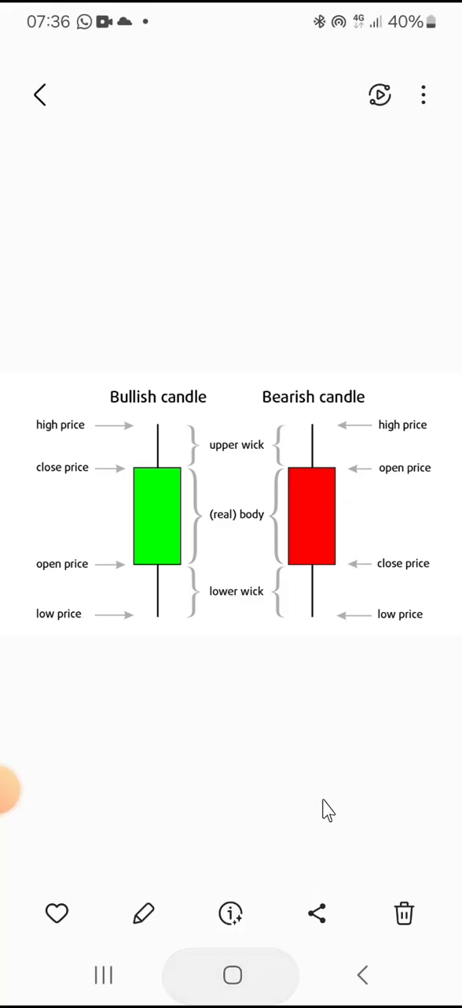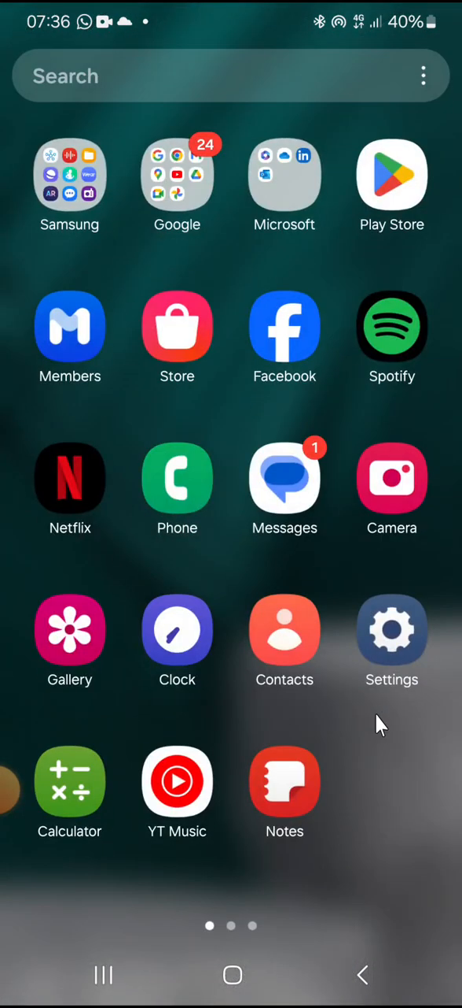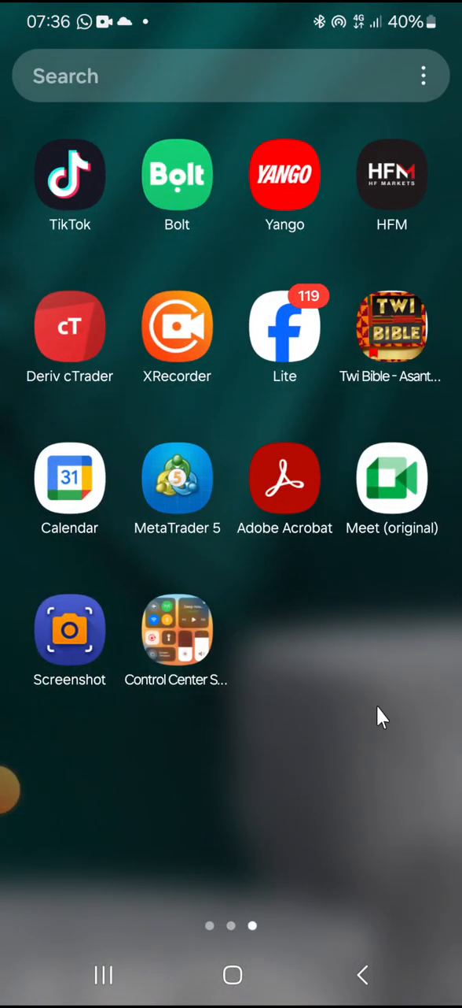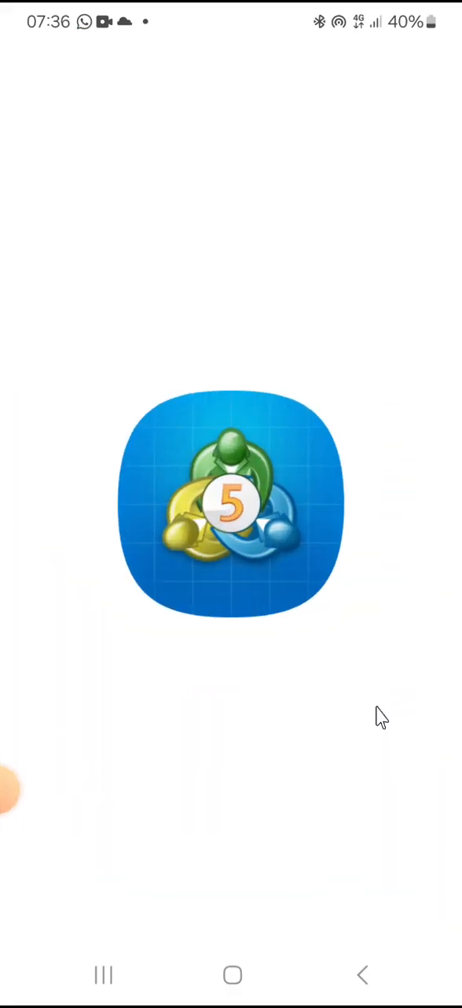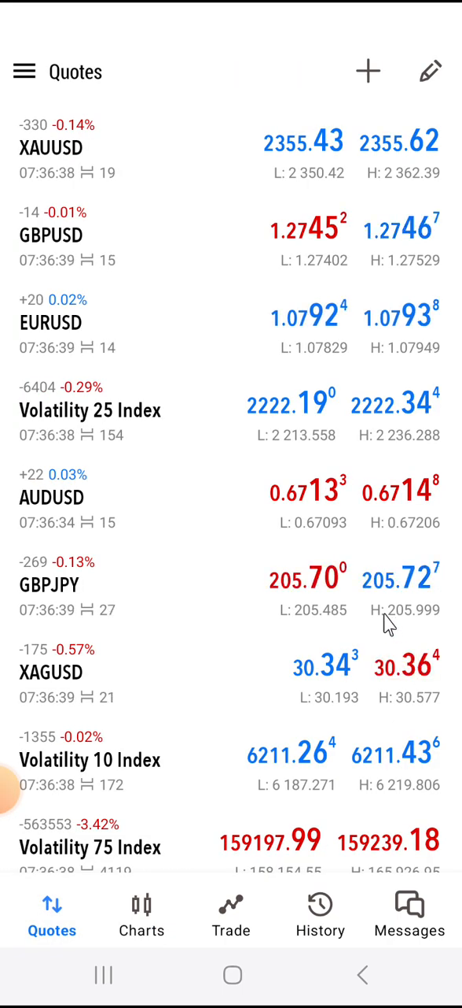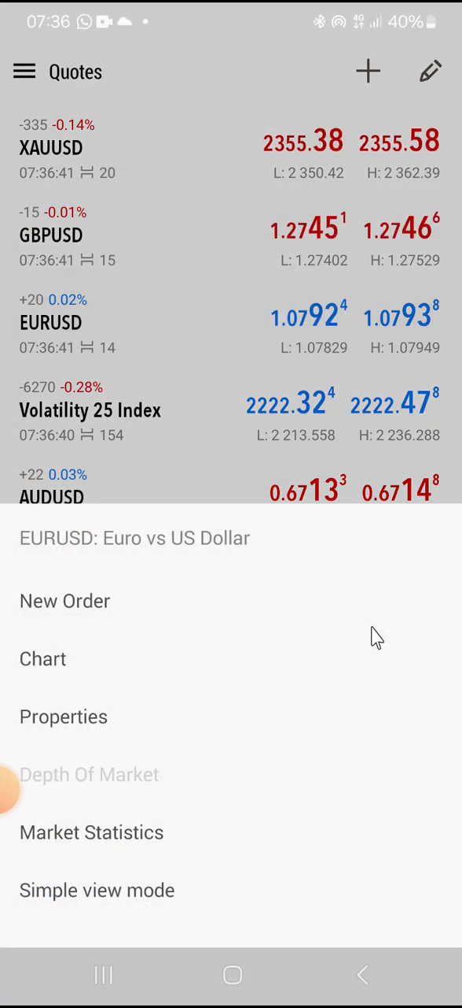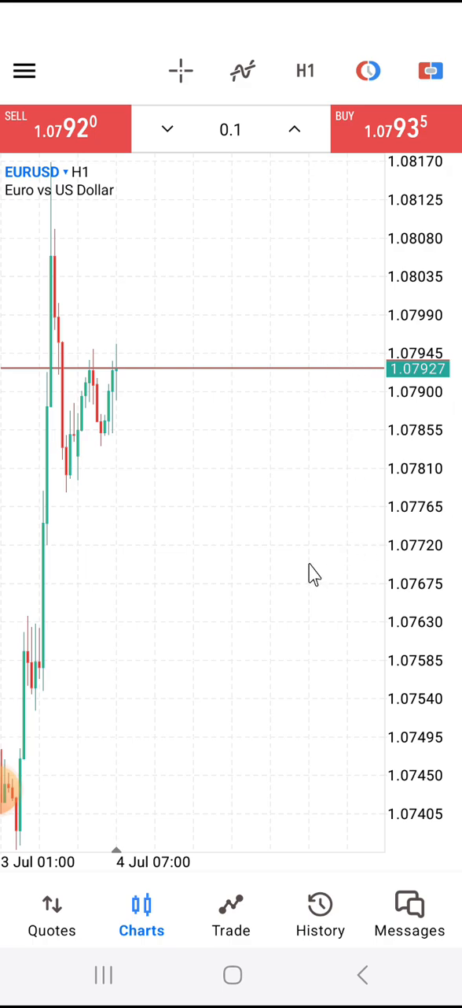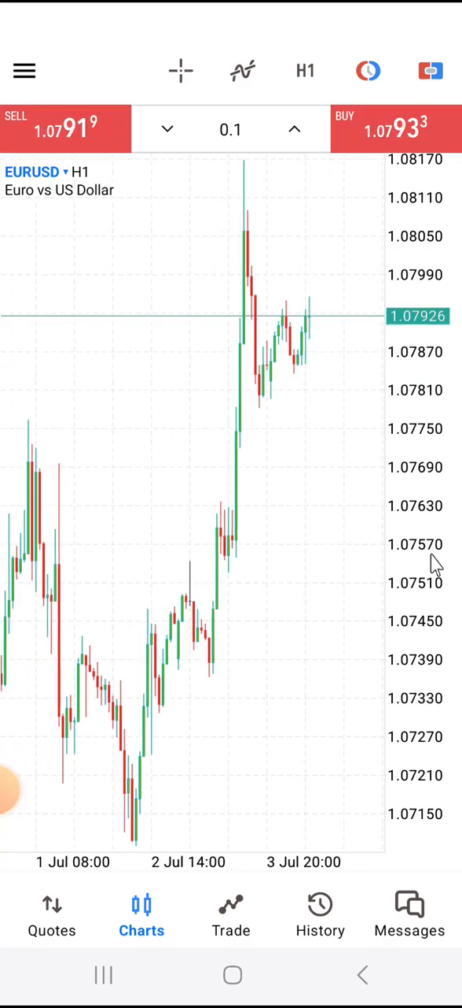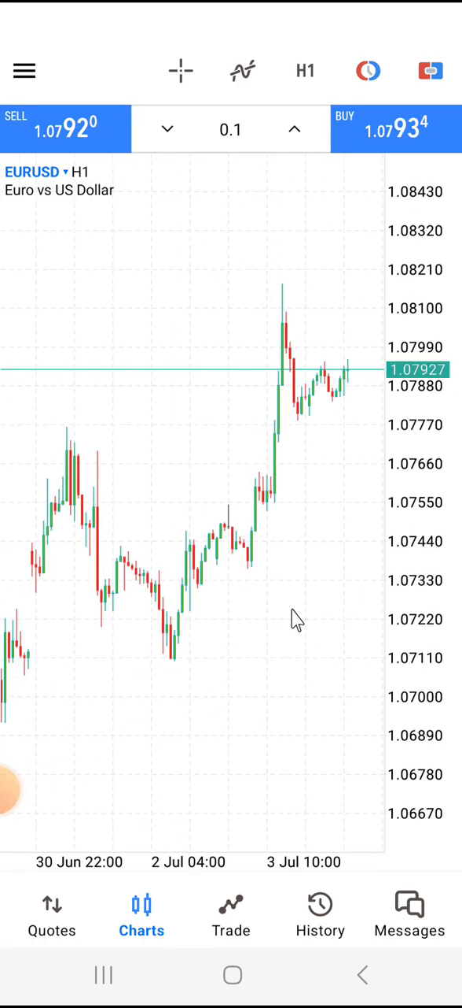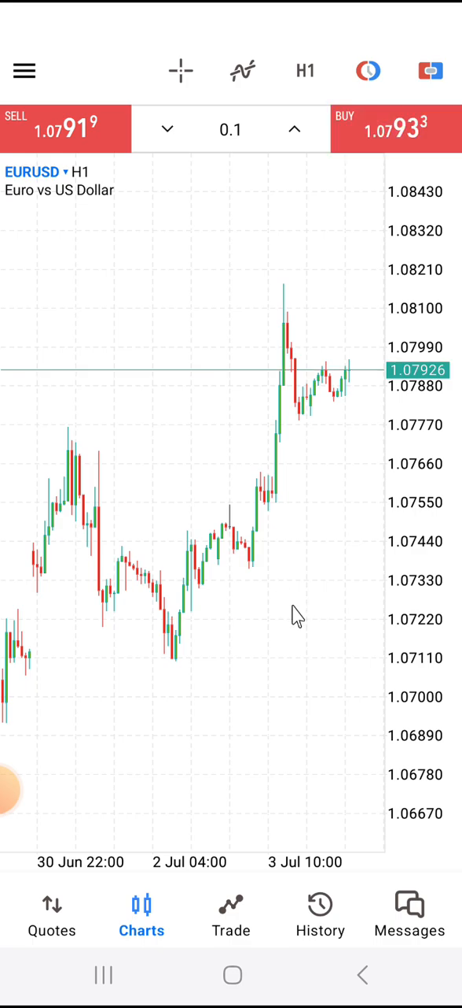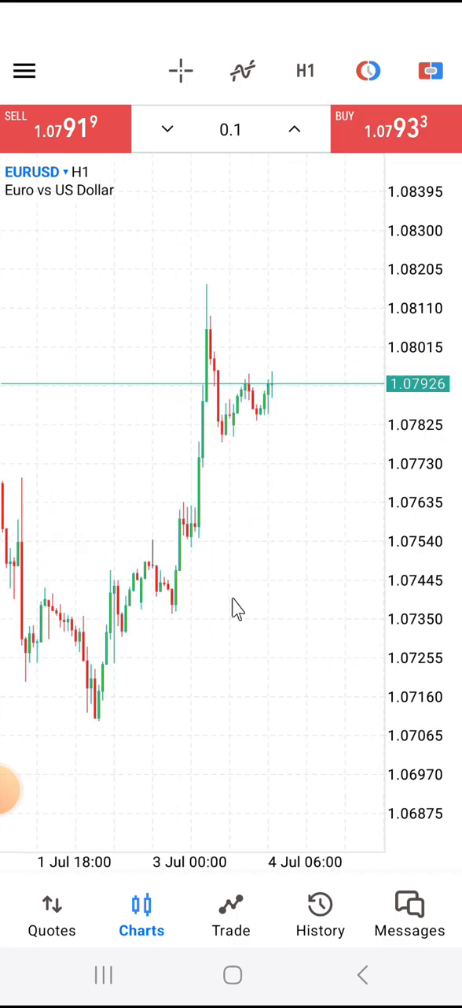Now let's get to the chart. Let's go to our MT5 app and look at a practical example of what we are talking about. So for instance, this is the Euro USD market. All right, so each candle here represents a specific time frame.